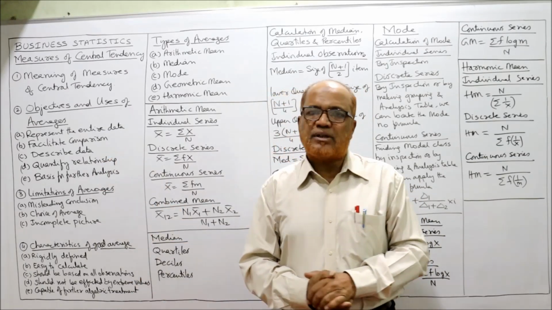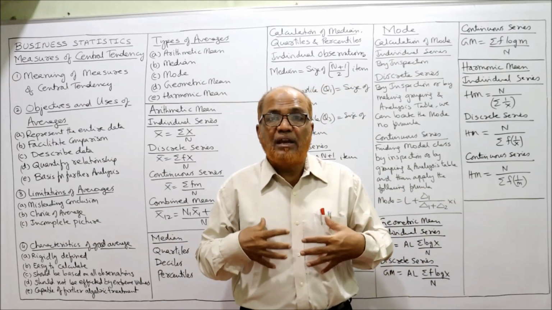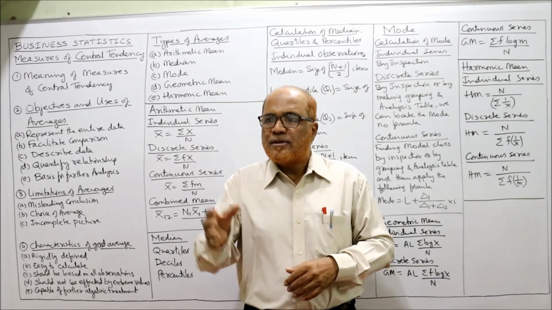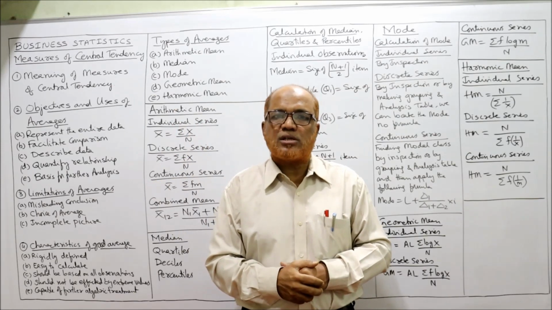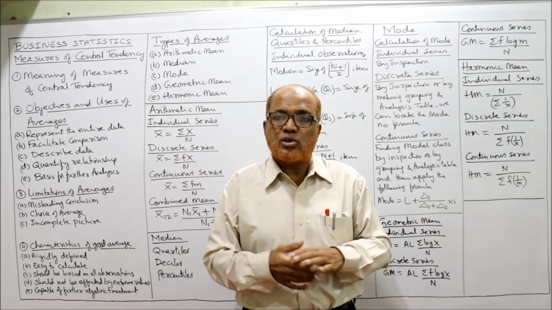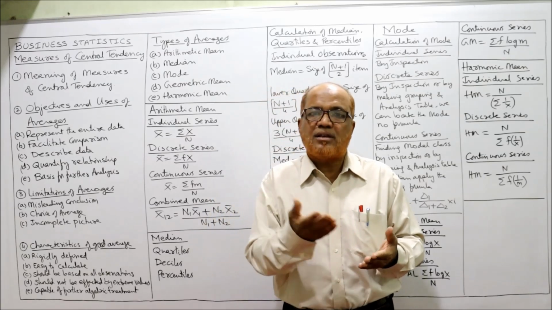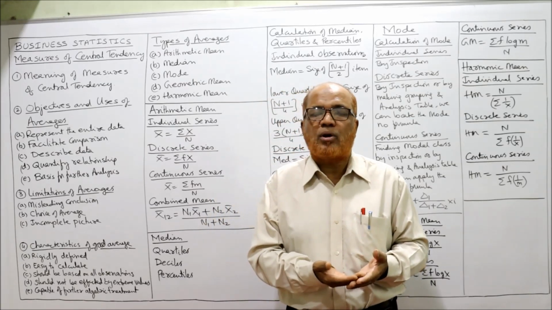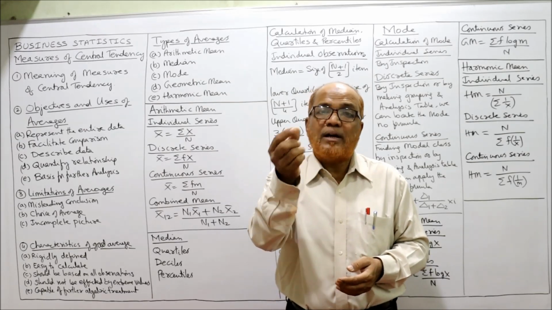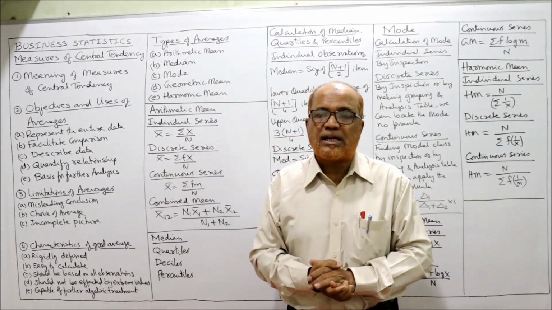Then describe the data. We can get a lot of information by calculating the average. Example, suppose a student's average marks is, let it be, 35 marks out of 100. So we can come to the conclusion that these 35 marks are very low because the maximum marks are 100. So average will describe the complete data.